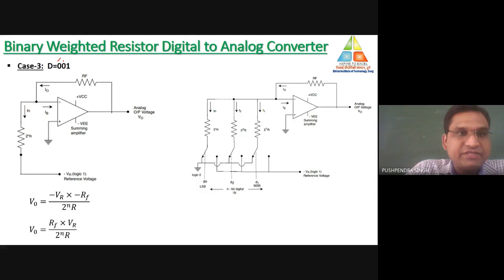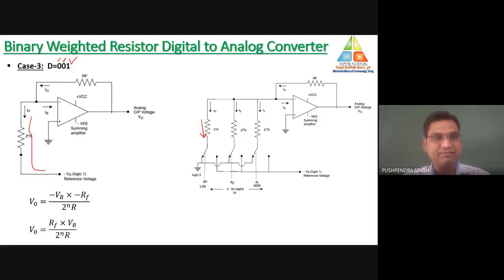When the first MSB and intermediate bits are equal to 0, only the LSB bit is connected to 1. Here the LSB we take as 2 to the power NR. The value of the LSB bit is connected with 2 to the power NR. So only 2 to the power NR is part of the input voltage source. That is connected with the input reference voltage, and all other resistances are connected to ground. Why? Because it is connected to 0 volt. So all other resistances are connected to ground. Only 2 to the power NR will be connected to the reference voltage source.